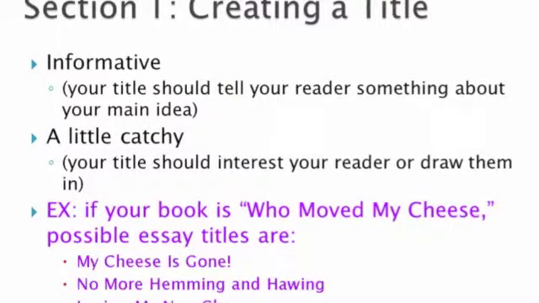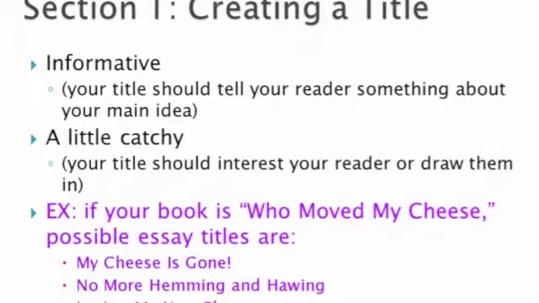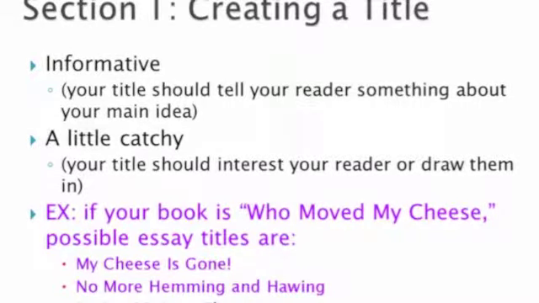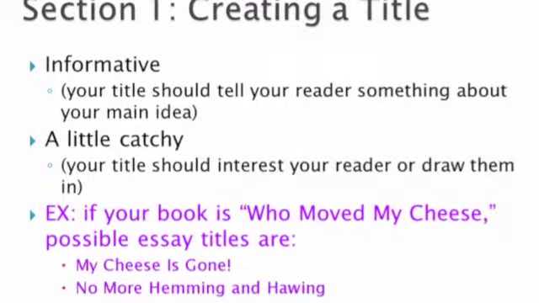Throughout this outline, I will use the book Who Moved My Cheese as the example book, but the examples I give pretty much apply no matter which of the 5 books you read.